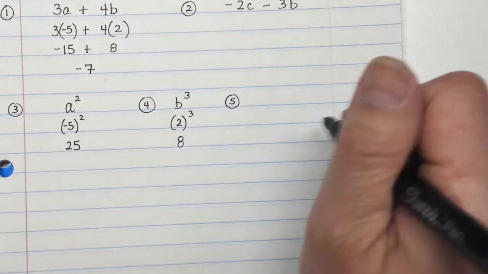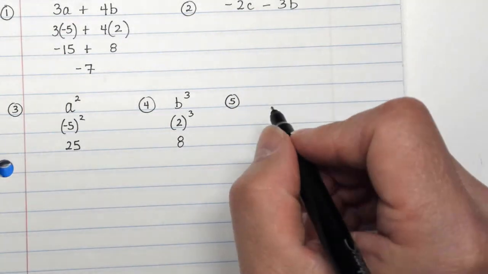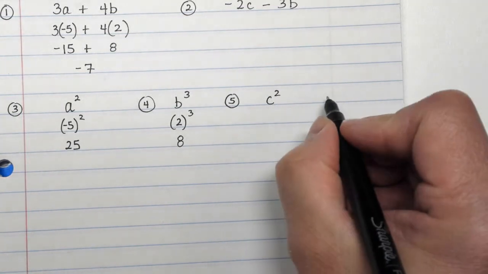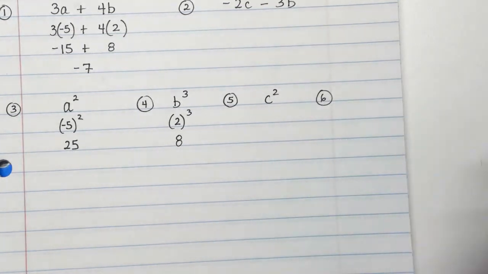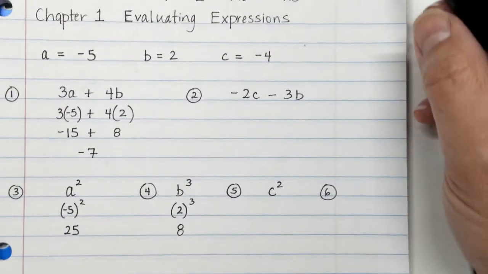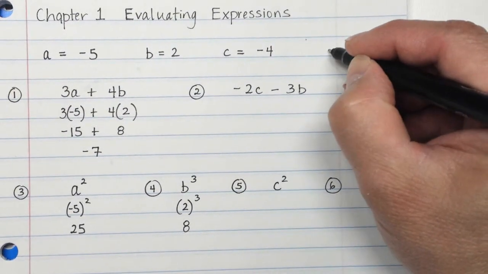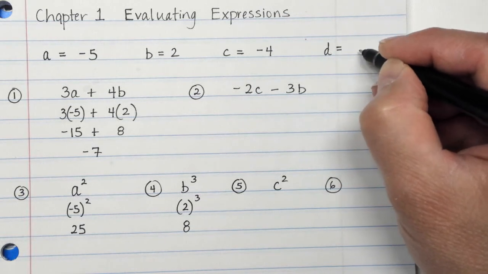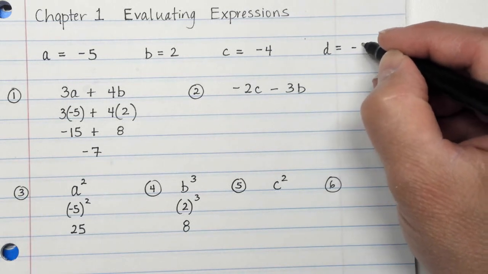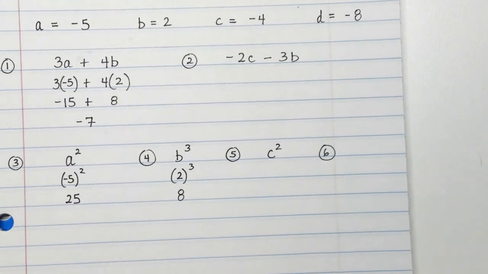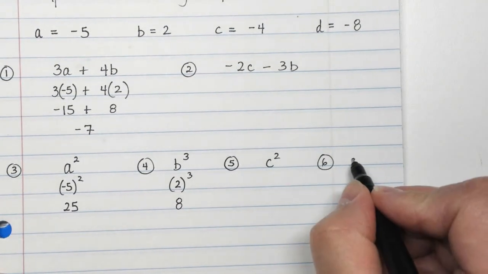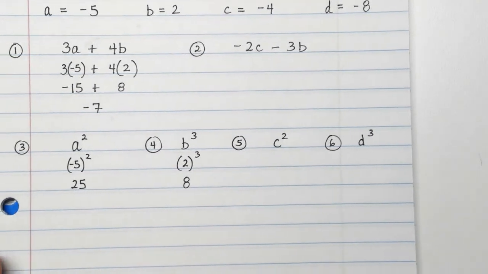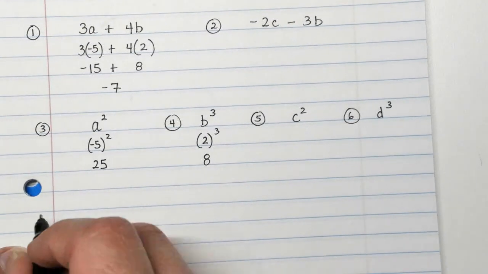Alright, your turn. You do a couple. I would like you to do C squared, the number 6. I'm going to add a new variable up here. We're going to call it D. And we're going to say D equals negative 8. Here I want you to do D to the power of 3. Yeah? Alright. Next.